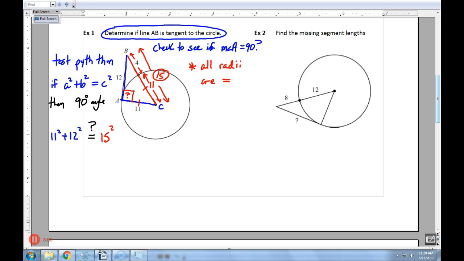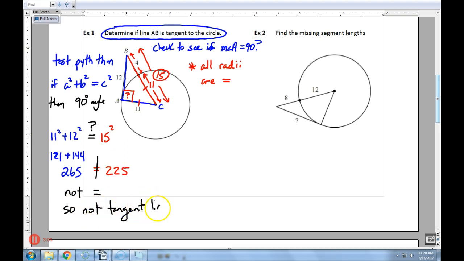Let's check it out. 11 squared plus 12 squared is 121 plus 144, which is 265. And then over here, 15 squared is only 225. They're not equal, so it is not a tangent line. If it had been equal, then I would have been good. All right, let's try the next one.